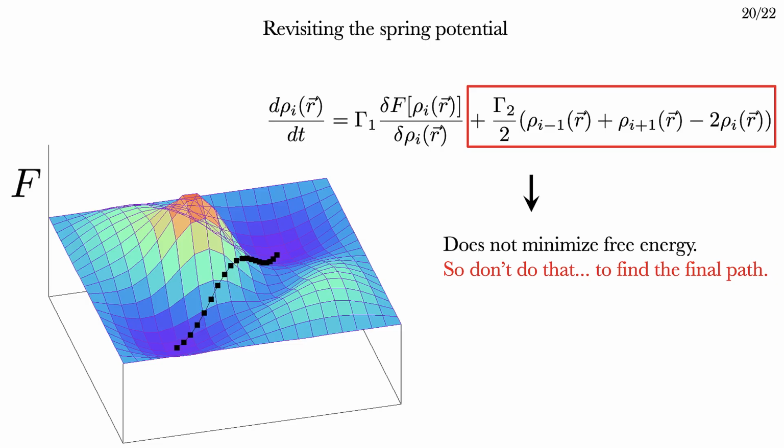Before I end this video, I want to briefly return to the spring potential approach. As I said, it's not a good way to minimize the free energy because it doesn't minimize the free energy, but it can be good to help you set up a string. Setting up a complicated four-dimensional description of a system can be a little complicated, and the cubic interpolation that I mentioned can be a bit unforgiving of sharp changes in the density.